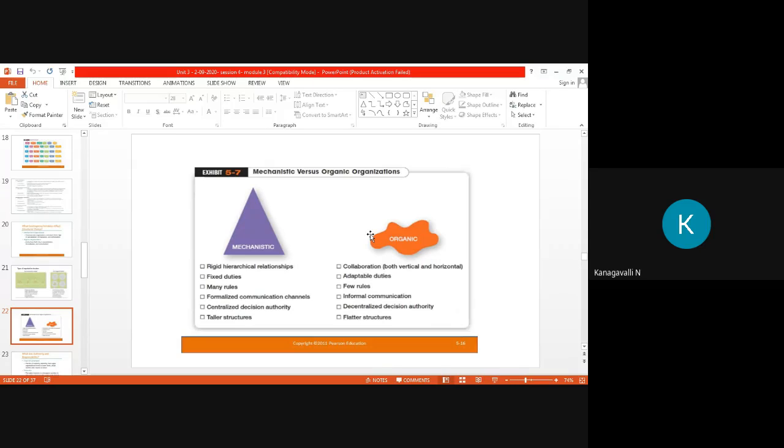Then decentralized decision authority, right? Because each and every individual function acts separately. Then here it is informal communication because each and every department acts individually by using its own authority. Then here it follows few rules. Then adaptable duties, not fixed duties. Then collaboration in both the vertical and horizontal parts.